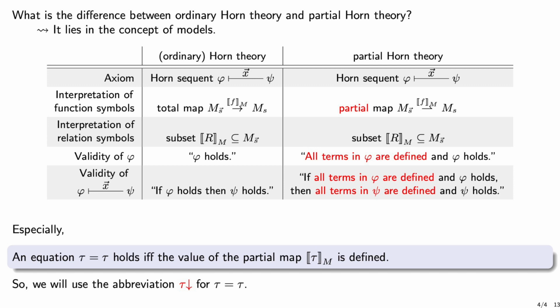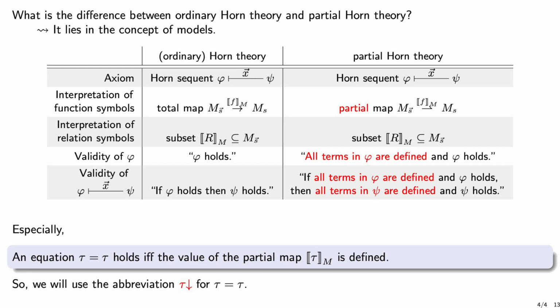Validity of phi means that all terms in phi are defined and phi holds. This is because each term is interpreted as a partial mapping in partial theory.